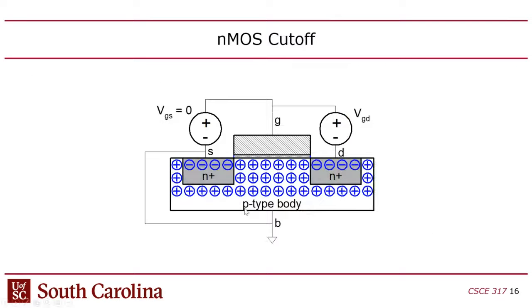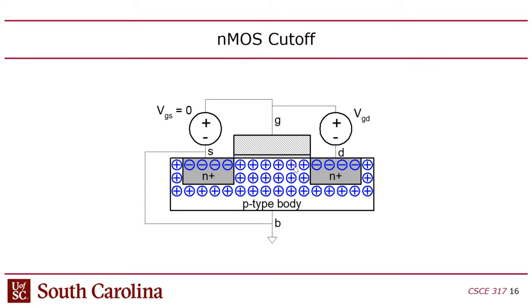Now, technically, in the cutoff mode, you're talking about the voltage of the gate relative to the body, but yeah, it's basically when you haven't reached the threshold, when the gate hasn't met the threshold.